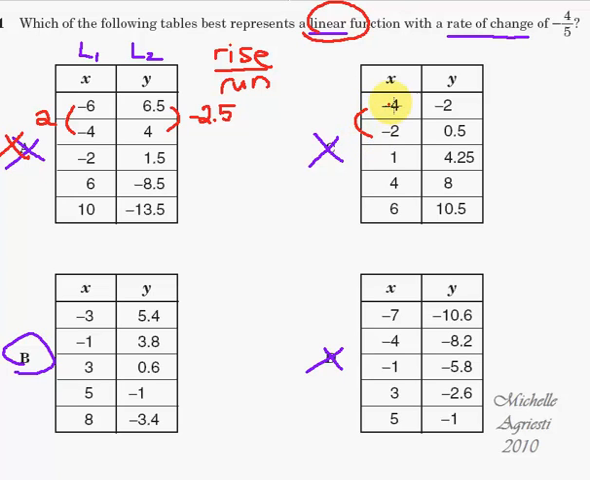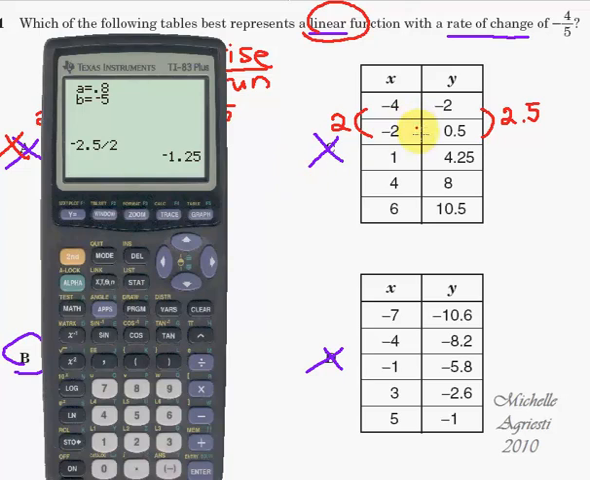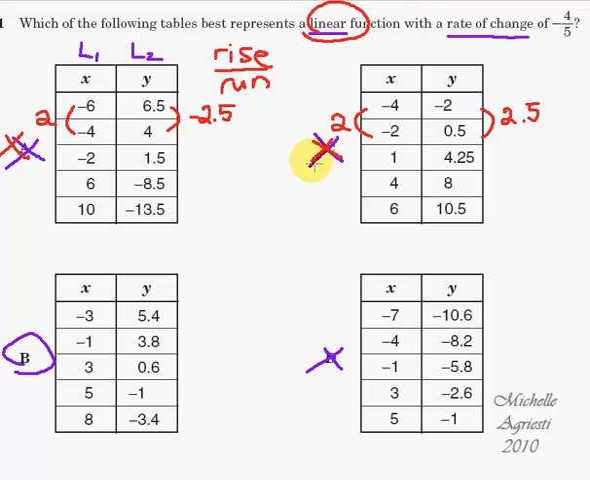So my rate of change from negative 4 to negative 2, I'm increasing by 2. And from negative 2 to positive 0.25, I'm increasing 2.5. So my rise is 2.5 and my run is 2, so rise over run. That is a positive slope, and I'm looking for a negative slope, so I know it is not this one either.